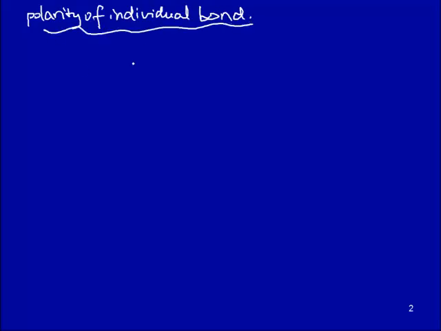So, polarity of an individual bond. As we learned previously, when molecules such as hydrogen are formed, the best way for the hydrogen atom is to share this pair of valence electrons to form a covalent bond, and this is a covalent bond.